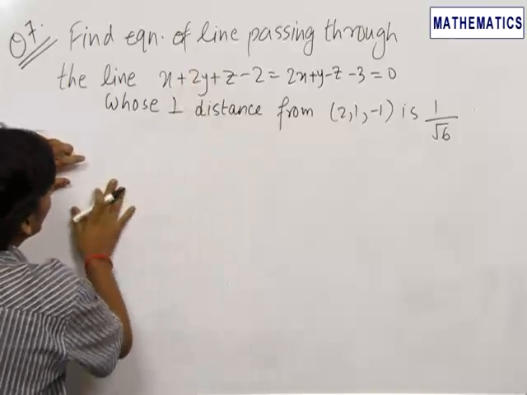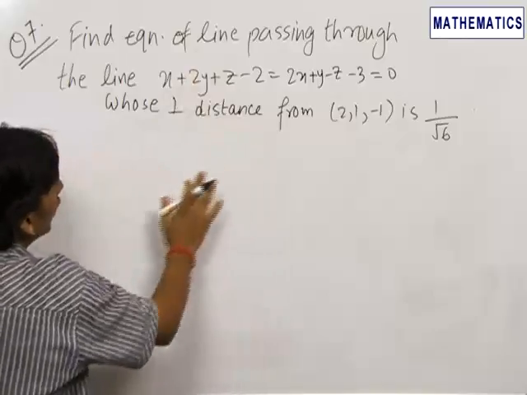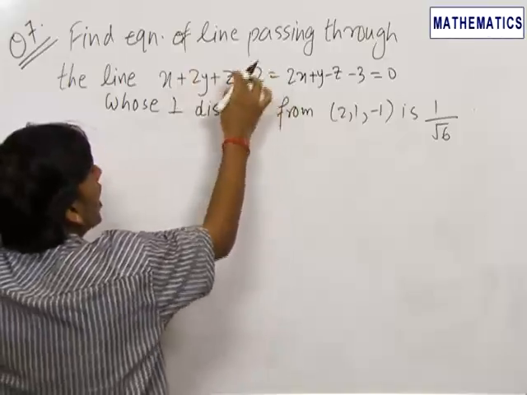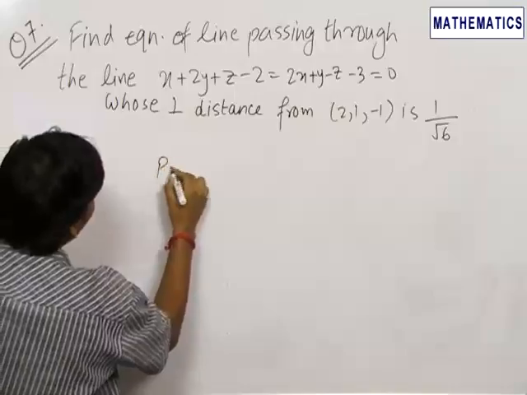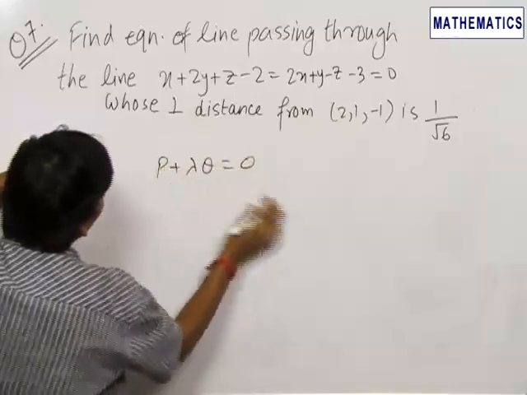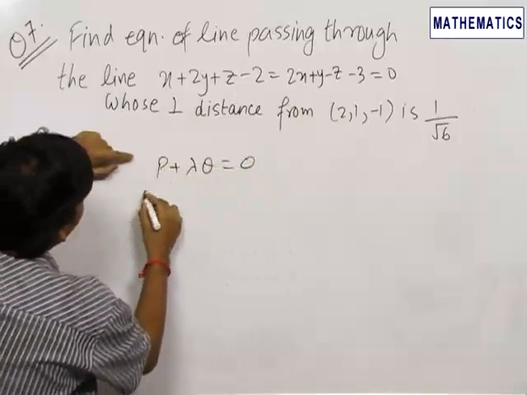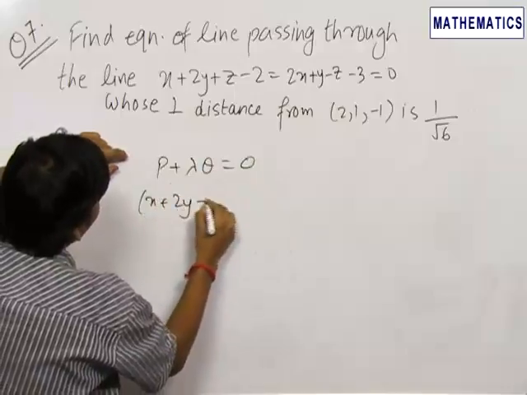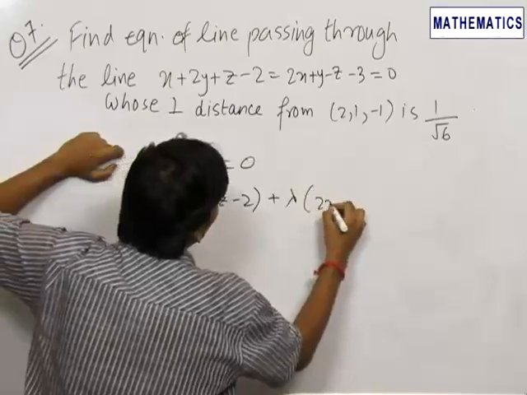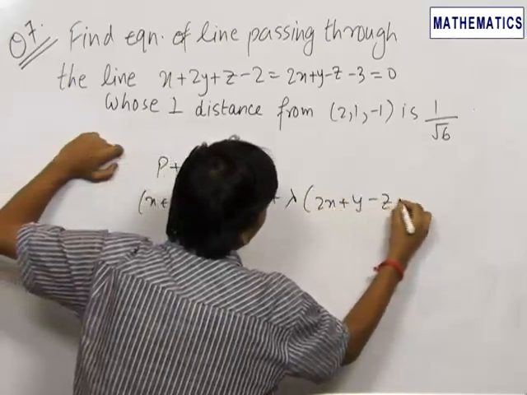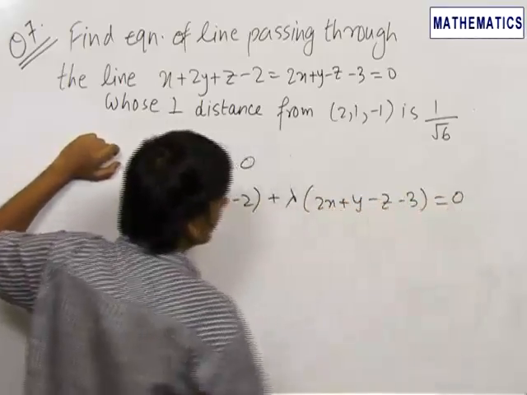Let us find out the general equation of all the family of planes which are passing through the point of intersection of these two planes, that is a line which is given by P plus lambda Q is equal to 0. Let us write this down. This is equal to x plus 2y plus z minus 2 plus lambda times (2x plus y minus z minus 3) is equal to 0.